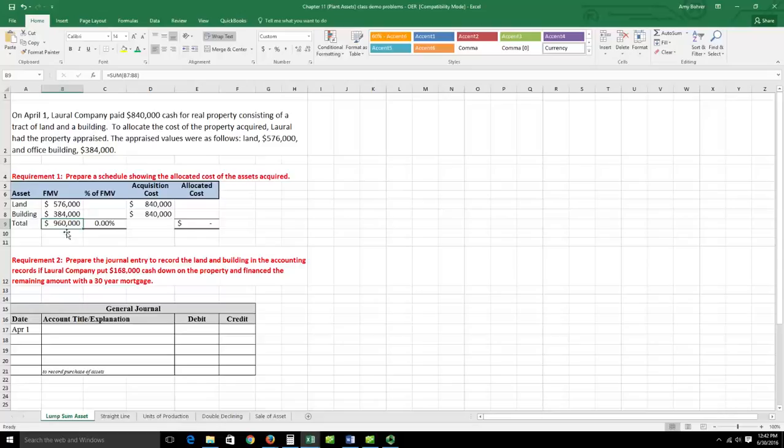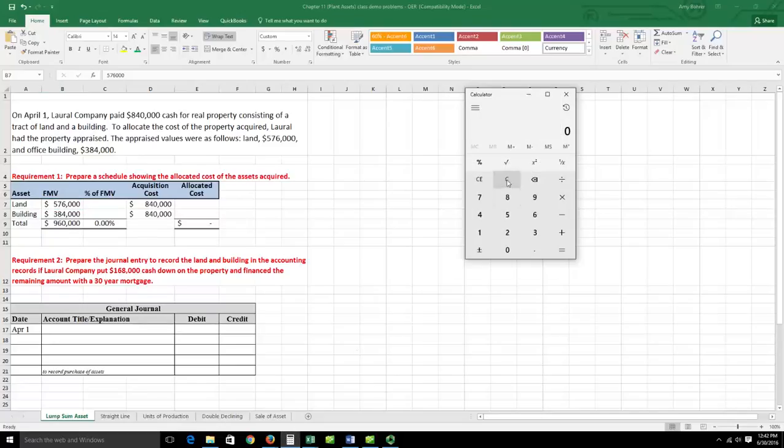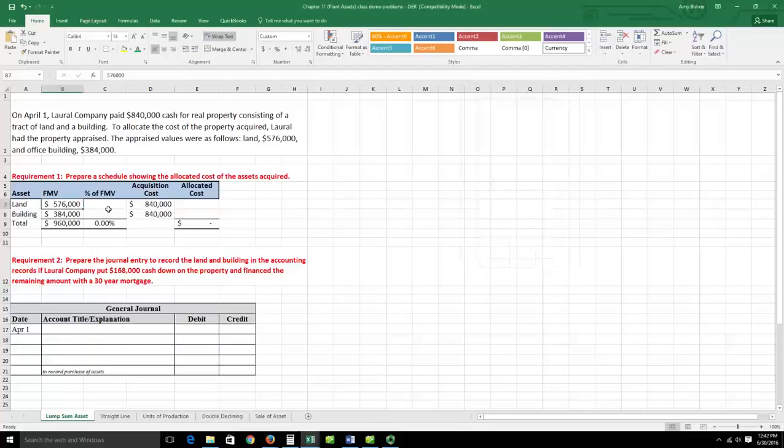So now what we have to do is figure out what proportion of this total is the land and what proportion of that total is the building, and how do we do that? What we do is we take each individual asset and divide it by the total, and that gives us a percentage of the assessed value or the fair market value. And so if we pull the calculator up, 576,000 divided by the total, 960,000, that gives us 60%. So I'm going to key that in here, 60%.